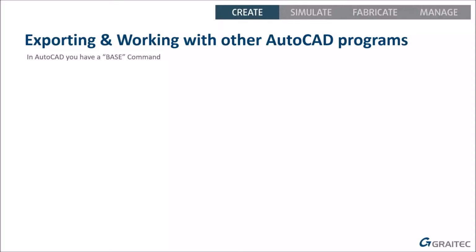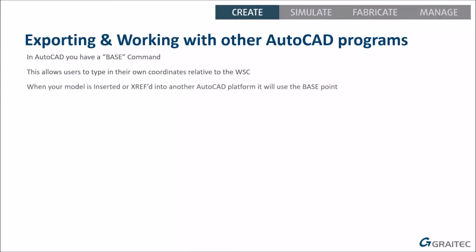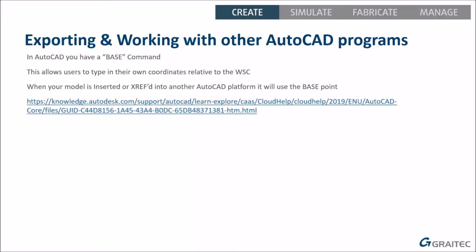we can use what in AutoCAD is called the base command. Now, what the base command does is it allows users to type their own coordinates relative to the WCS. So in effect, your project coordinates. And then when you insert your model or you XREF it into another AutoCAD platform, it will use the base point. And there is an article in the handout there.